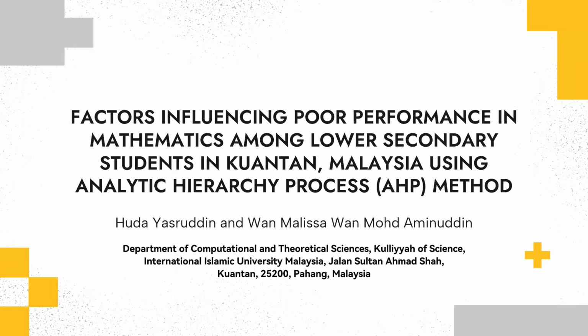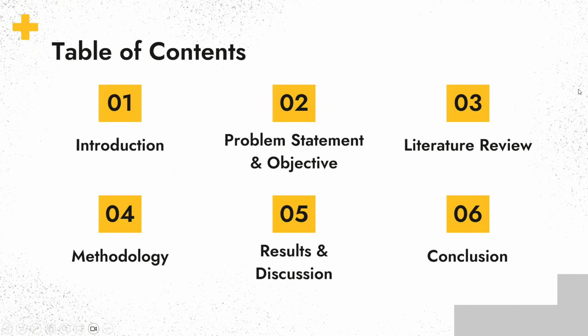Today, I will be presenting my paper titled Factors Influencing Poor Performance in Mathematics among Lower Secondary Students in Kuantan, Malaysia by using Analytic Hierarchy Process Method. This will be my presentation outline, starting from introduction, problem statement and objective, literature review, methodology, results and discussion, and lastly, conclusion.